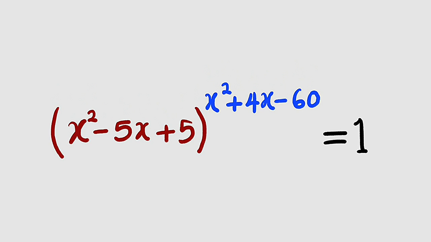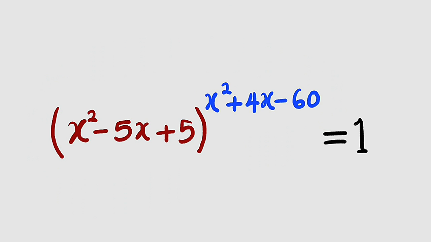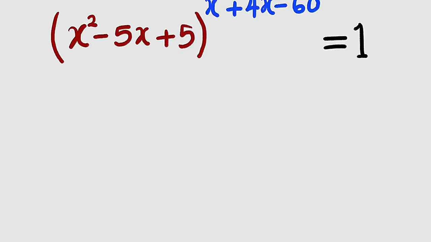Hello, good day viewers. Let us find a solution to this exponential quadratic equation. We are asked to find the values of x that can satisfy this equation, and the equation is (x squared minus 5x plus 5) all to the power of (x squared plus 4x minus 60) equal to 1. So the question is, what condition will make the left hand side equal to 1? There are only 3 conditions, and let us list them.